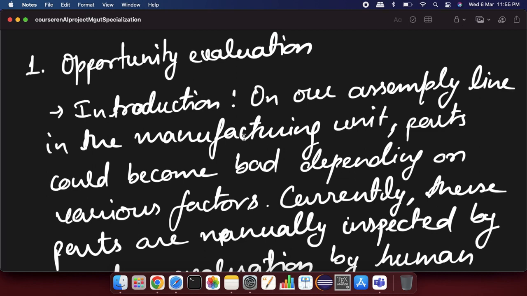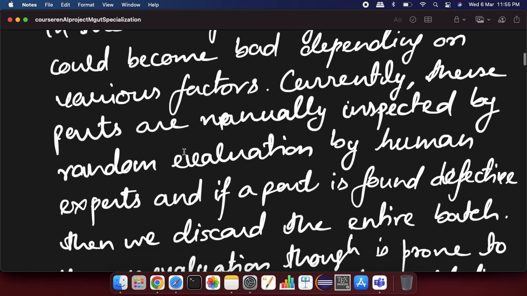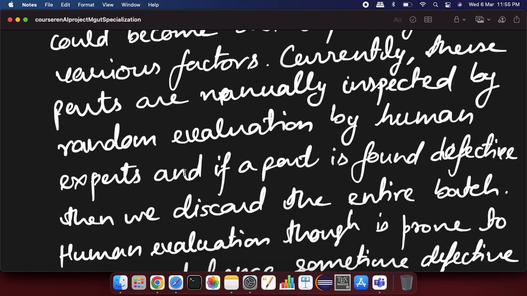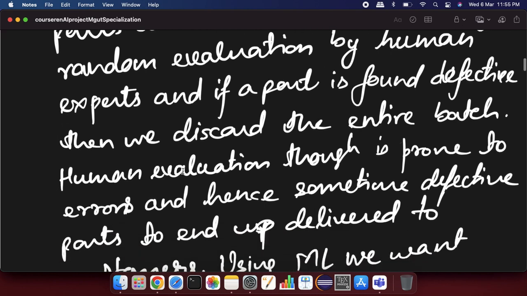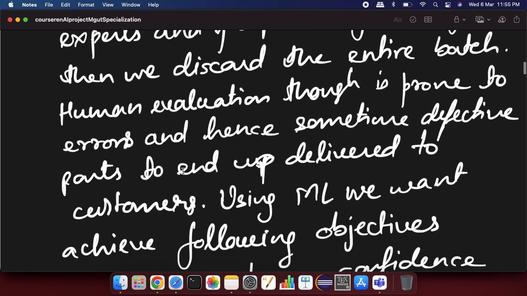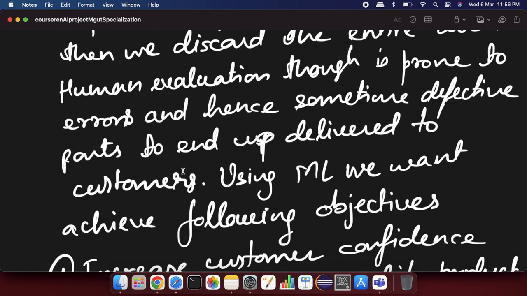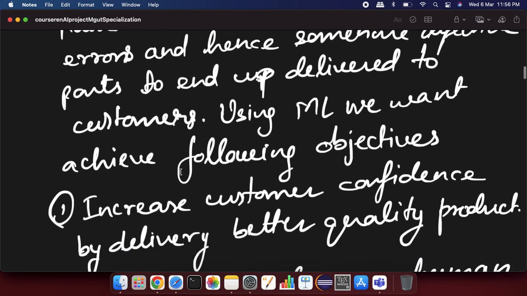On our assembly line in the manufacturing unit, parts could become bad depending on various factors. Currently, these parts are normally inspected by random evaluations by human experts, and if a part is found defective, then we discard the entire batch.